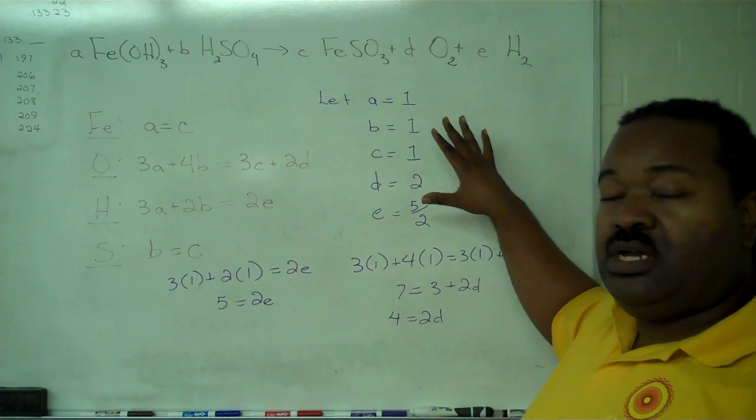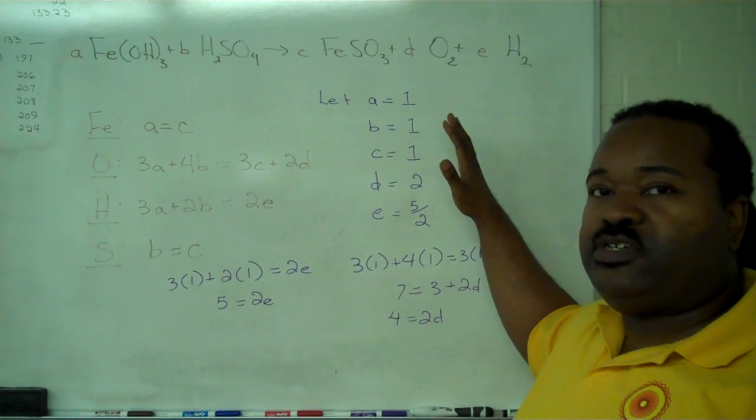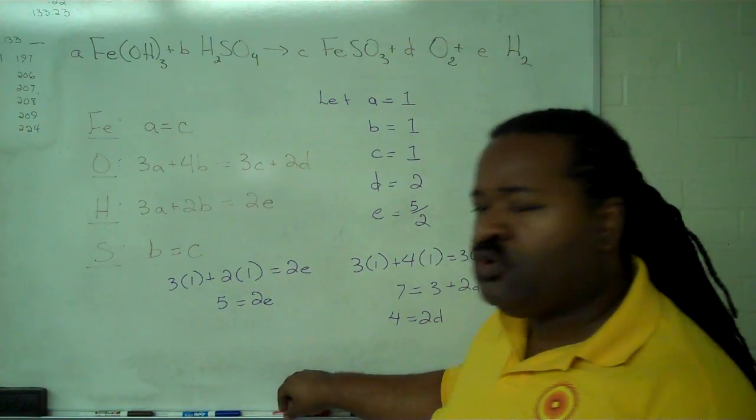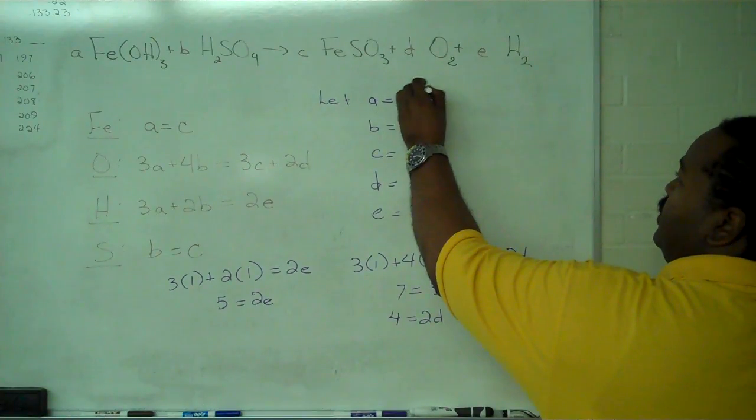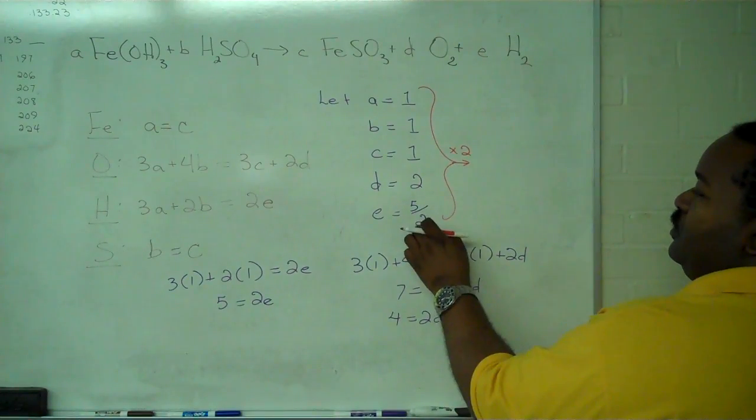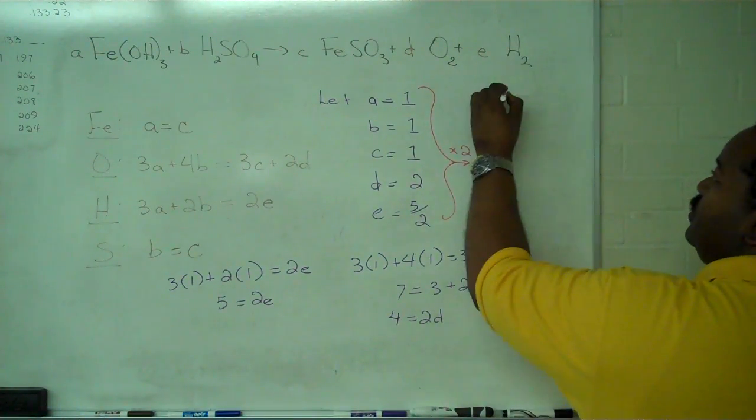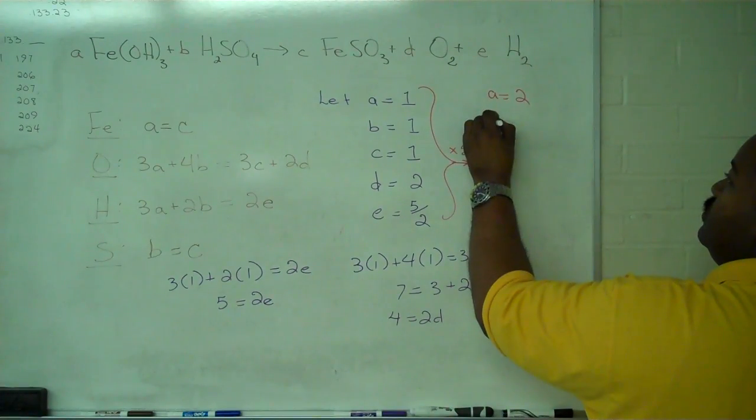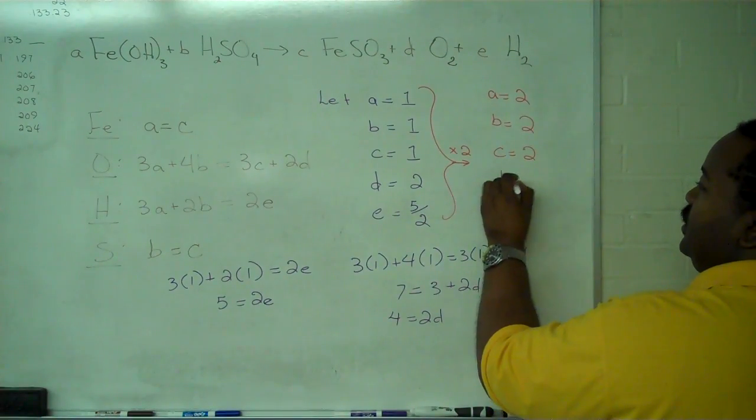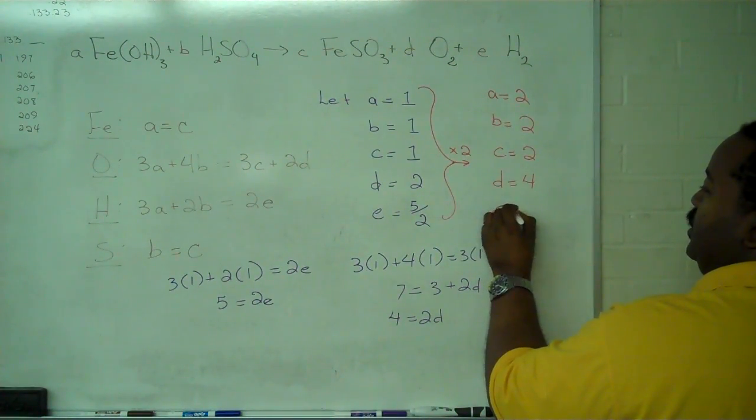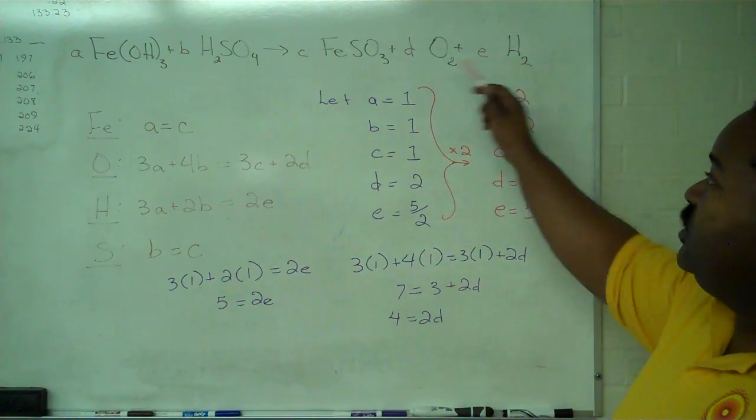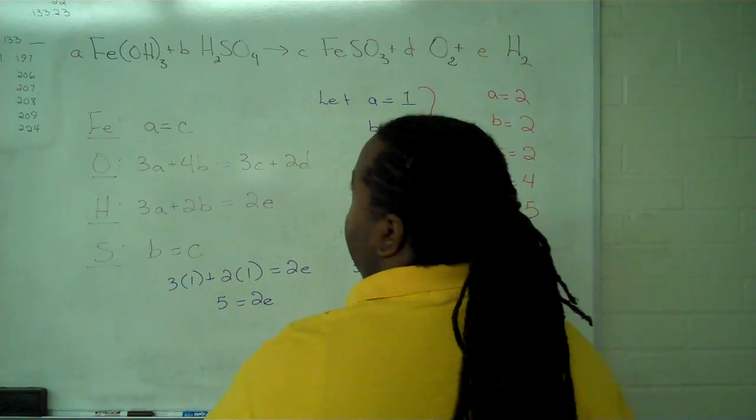Now, because we always want to work with whole number coefficients in our balanced reaction, we do have to simplify this fraction. The quickest way to do that is to take everything here and multiply by 2. That will eliminate the fraction on E. And so now we have A equals 2, B equals 2, C equals 2, D equals 4, and E equals 5. And so now we have whole numbers for all of our coefficients, and we can go back and plug those in.